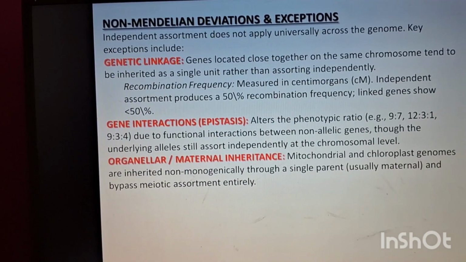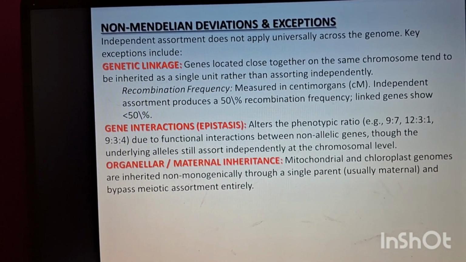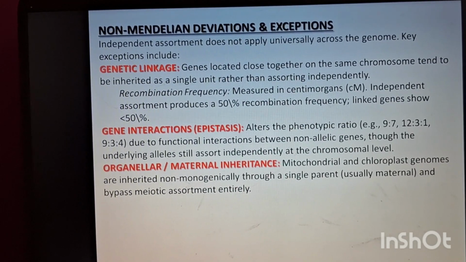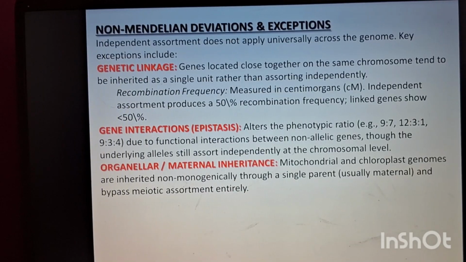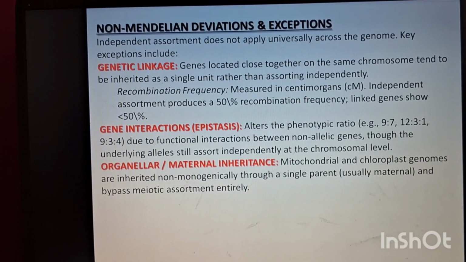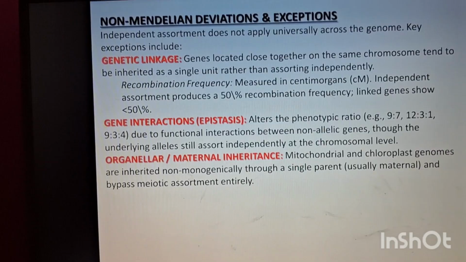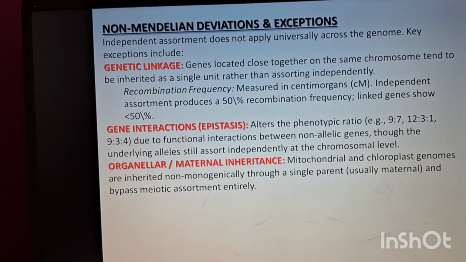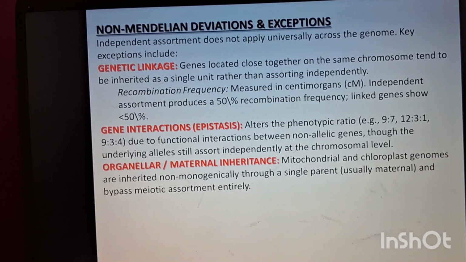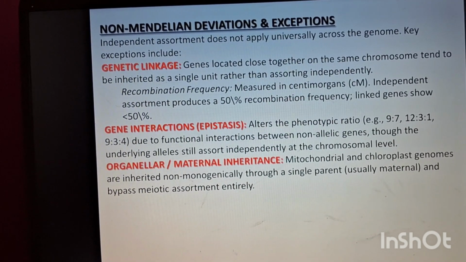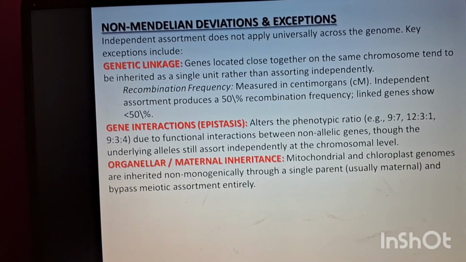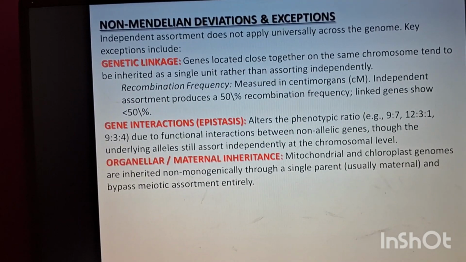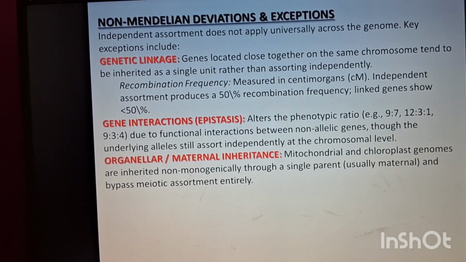Independent assortment produces a 50% recombination frequency and linked genes show less than 50% frequency. Next, gene interactions or epistasis alter the phenotypic ratio, that is 9:7, 12:3:1 and 9:3:4, due to functional interaction between non-allelic genes, though the underlying alleles still assort independently at the chromosomal level. We will discuss epistasis in the next slide. Next, organellar or maternal inheritance. Mitochondrial and chloroplast genomes are inherited non-Mendelianly through a single parent, usually maternal, and bypass meiotic assortment entirely.